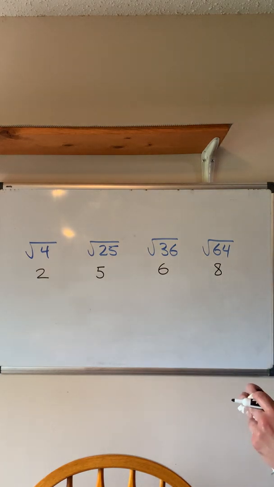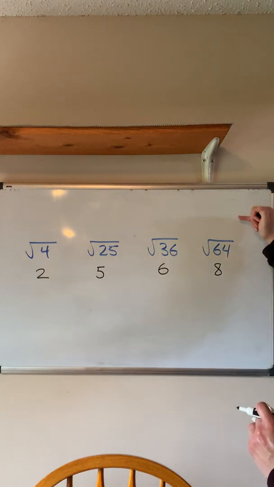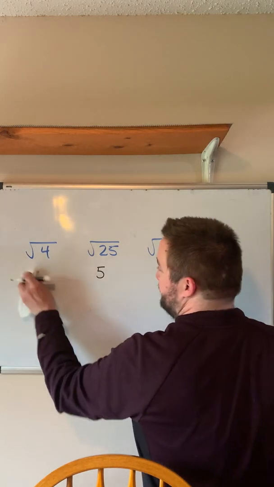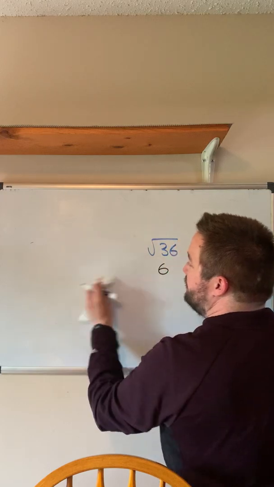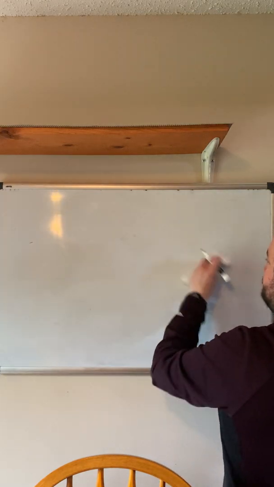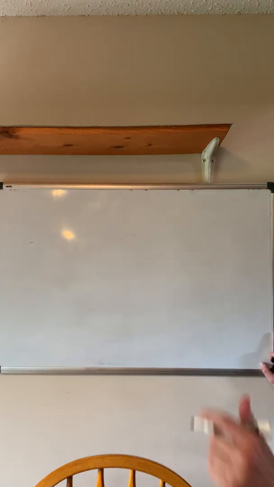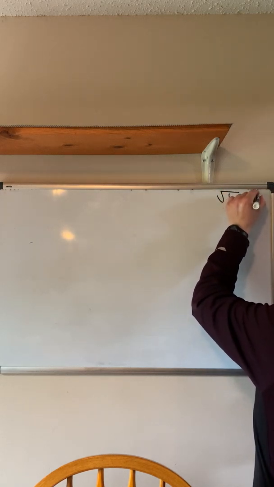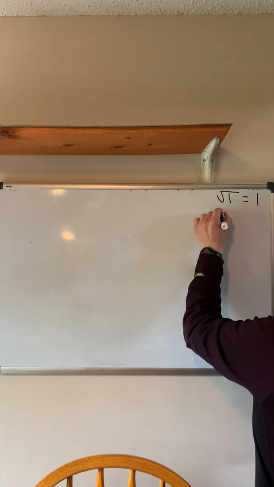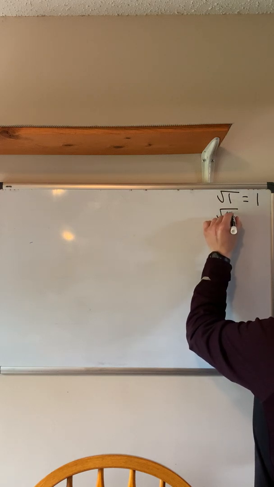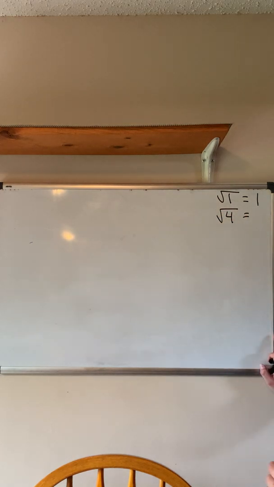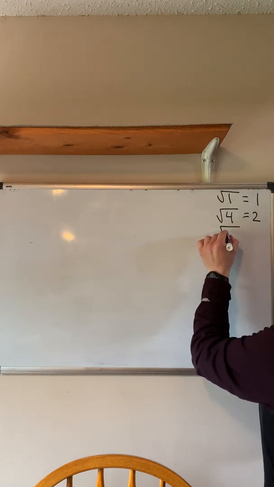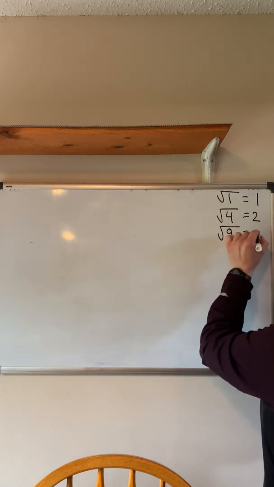All right? So for the rest of our time together, I'm going to have our perfect square list written to the side. So let's go ahead and just do that right now. So I've got the square root of 1. That's going to be 1. The square root of 4. Well, what times itself is 4? That's going to be 2. The square root of 9 is going to be 3.